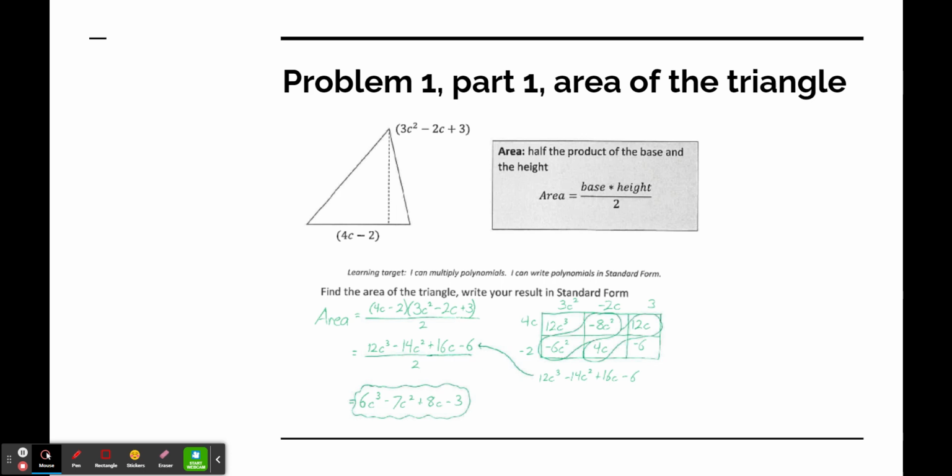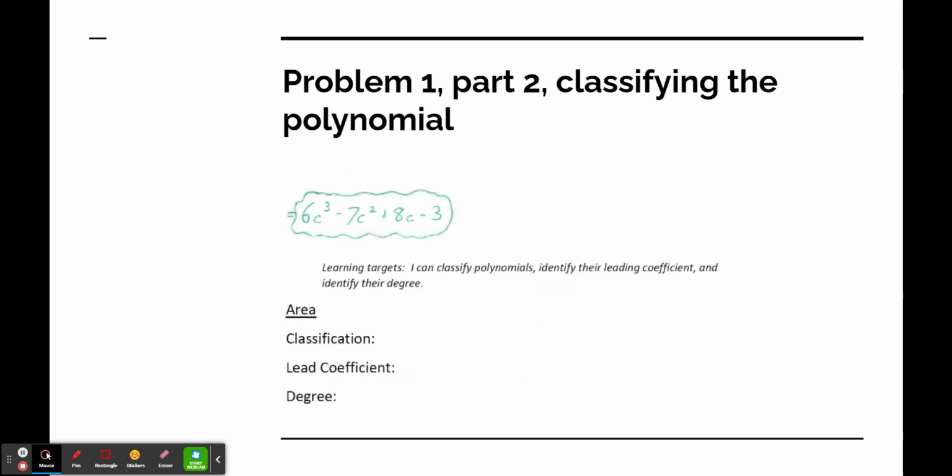And then my final answer there is everything divided by 2. 12 divided by 2 is 6, negative 14 divided by 2 is 7, and so on. And my answer is in standard form because it is c cubed, c squared, c, and then no c's. That's what we call standard form. So the next part of this is classifying the polynomial. So I have our answer for part A, the first part, written up on the board here so that you can reference it in case you didn't get the same thing as me.